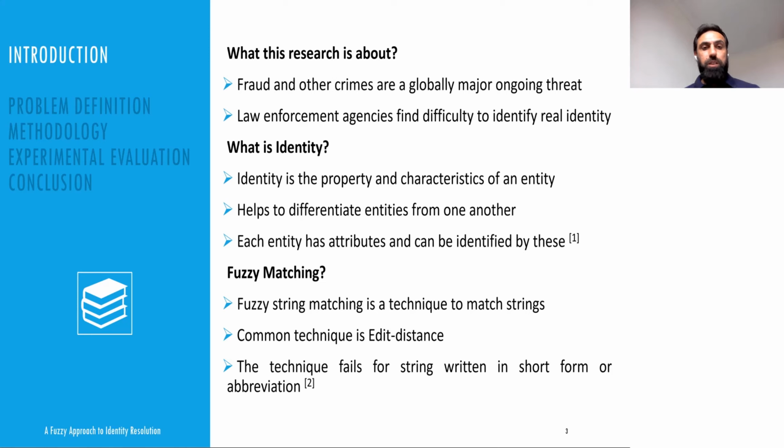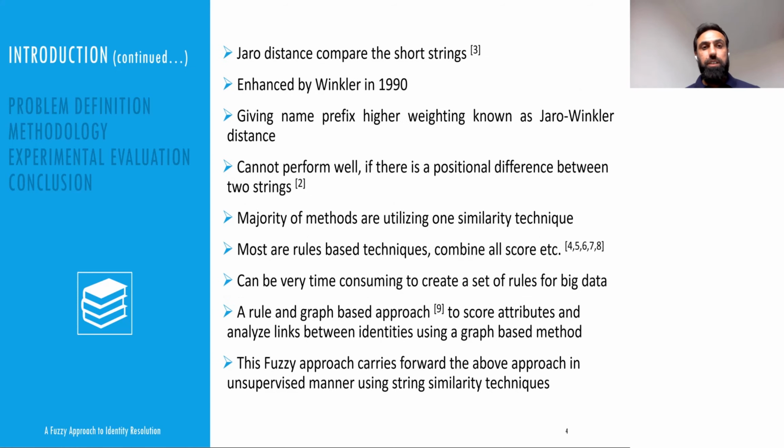Fuzzy matching is a technique for string matching, and the most common technique is edit distance. But edit distance normally fails when strings are written in short format or in abbreviated format. The other technique is the Jaro distance that compares short strings, such as first name or surname, but it fails if there is a positional difference in two strings, and that normally happens in long names.